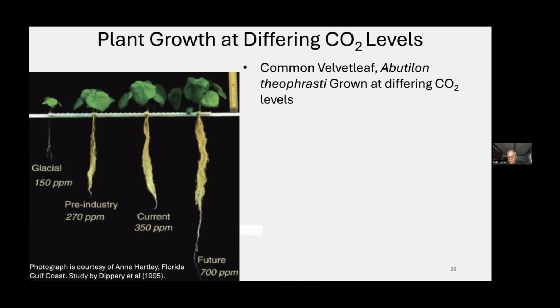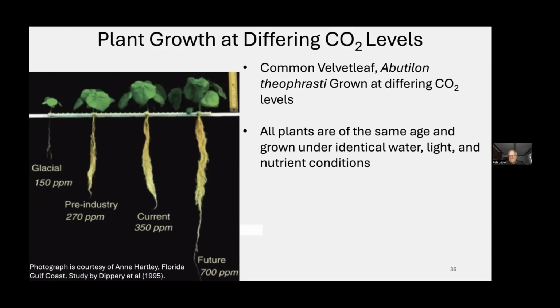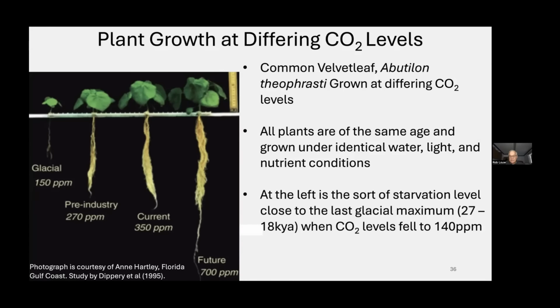The plant on the side is the common velvet leaf, grown at different carbon dioxide levels. All the plants are of the same age and grown under identical water, light, and nutrient conditions. At the left is a sort of starvation level close to the last glacial maximum, which happened 27 to 18,000 years ago, when carbon dioxide levels fell as low as 140 parts per million.